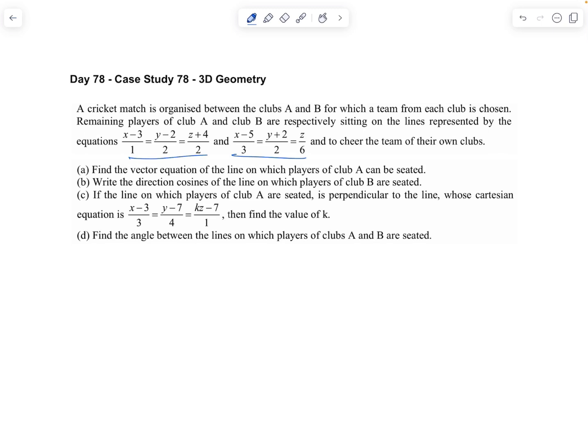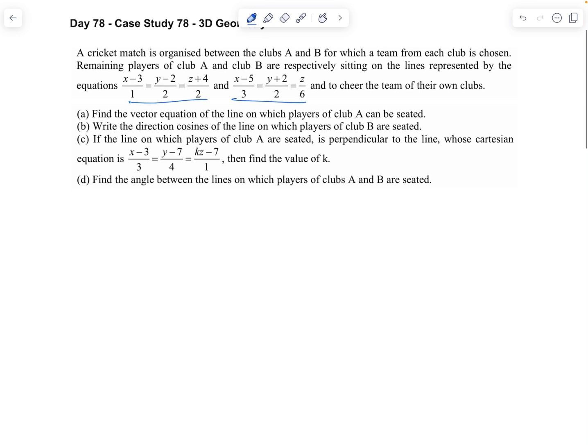Now this line for club A is given in Cartesian form. Let's take down that equation. L1 is x minus 3 upon 1 is equal to y minus 2 upon 2 is equal to z plus 4 upon 2. The vector equation is written like this: r vector is equal to a vector plus lambda times b vector. So a is a position vector and b is a direction vector.